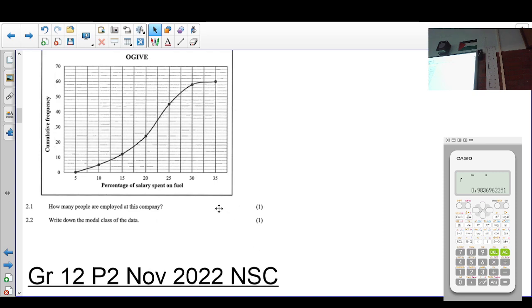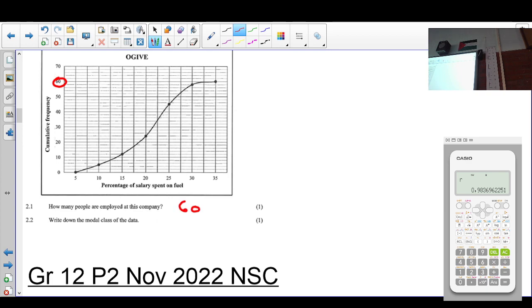So first question, how many people were employed at this company? This is the percentage on your x-axis. However, the y-axis will tell us the number of people. So how many people were employed at this company? 60.